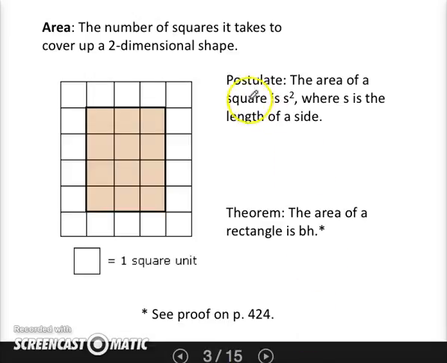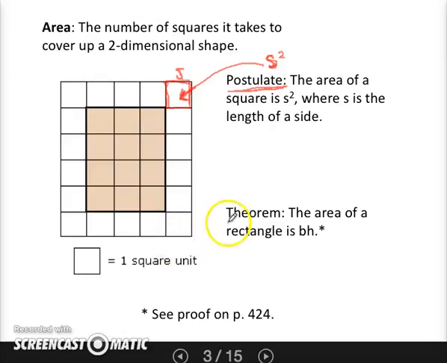And we'll start out with the most basic thing of all, which is a postulate that the area of a square, take for example this little square right here, if it has a side of length s, then the area of this square is s squared. So s could stand for anything. As long as we know that the side length is s, the area of that particular square is s squared. And that's a postulate because we accept it without proof.